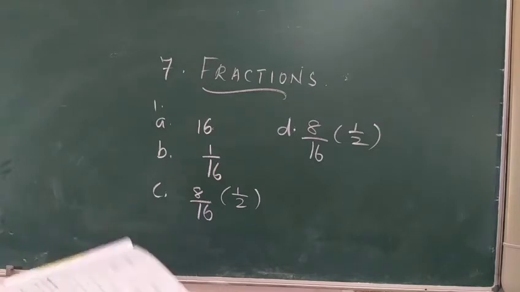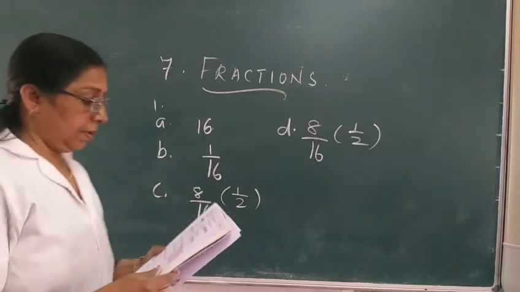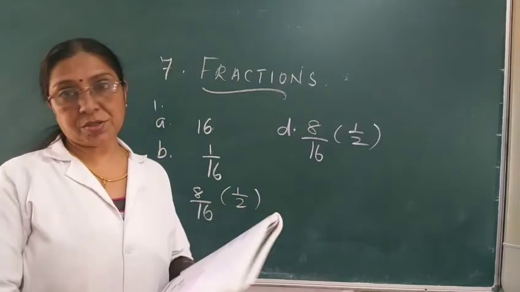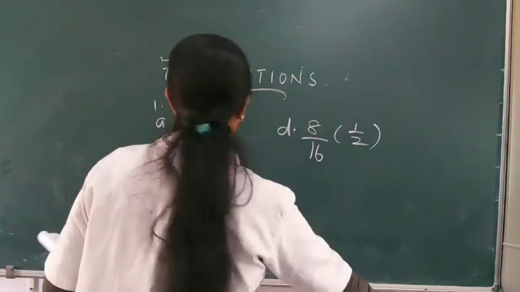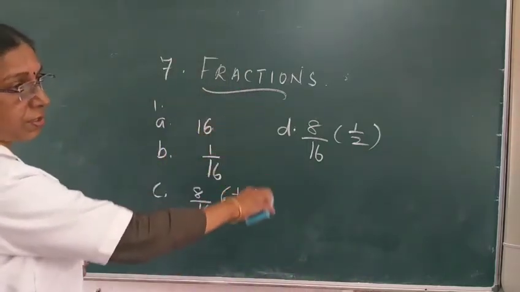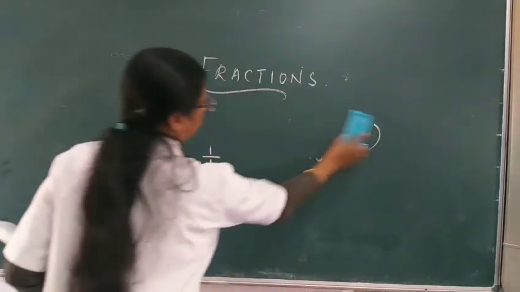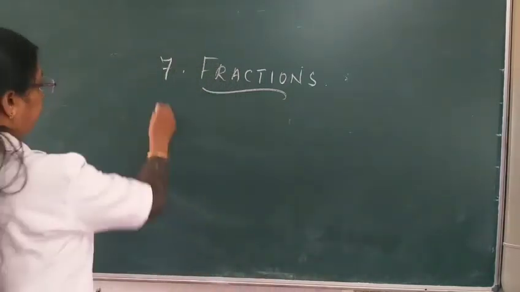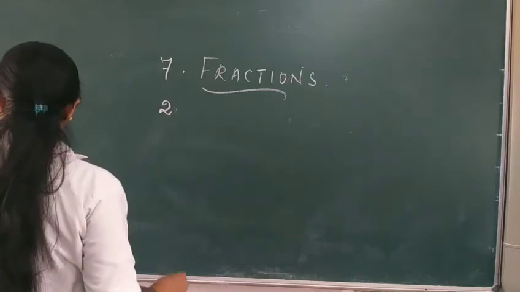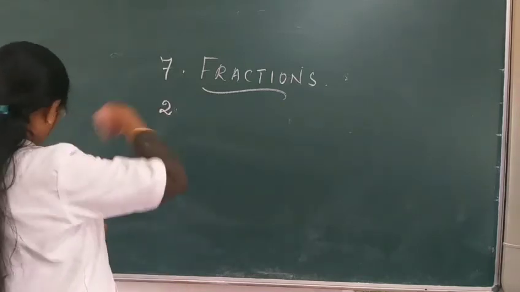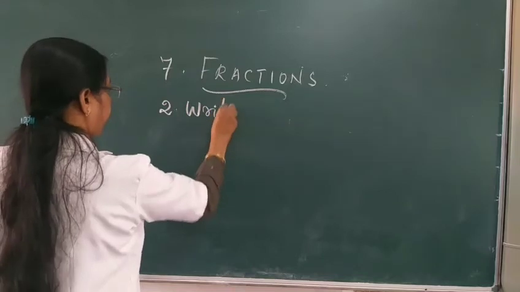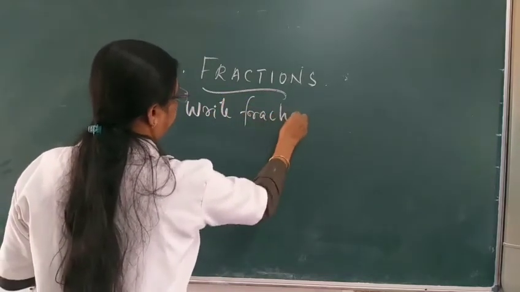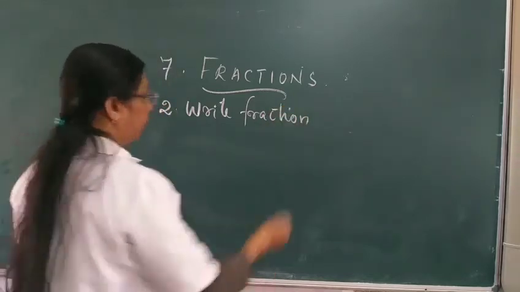Okay, that is the first one. The second one. Question number 2. What fraction for each of the following? One is done for you. See, you can write all this in your textbook. Second question. What fraction for each one of the four? Write the fraction for each of the following.